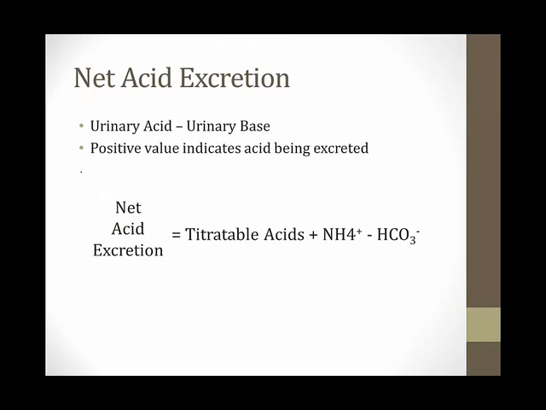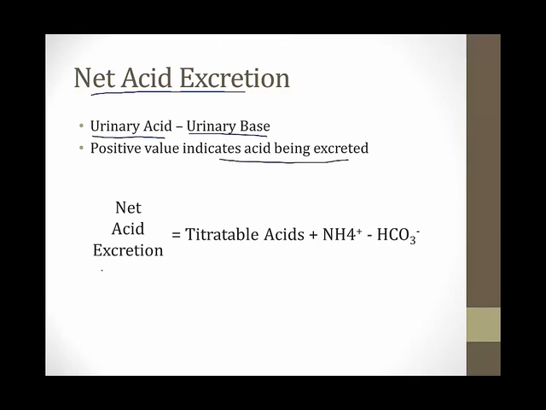If you want to know how much sodium the kidneys are excreting, it's very straightforward to determine this. You do a 24-hour urine collection and you total up the amount of sodium in the urine. It's not so straightforward for acid because acid is excreted in multiple different forms. In order to determine how much acid the kidneys are excreting, you have to calculate something known as the net acid excretion. To calculate this number, you add up the urinary acid production over 24 hours and you subtract the urinary base excretion. A positive value indicates acid is being excreted.